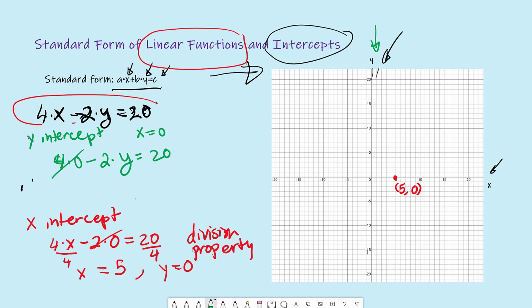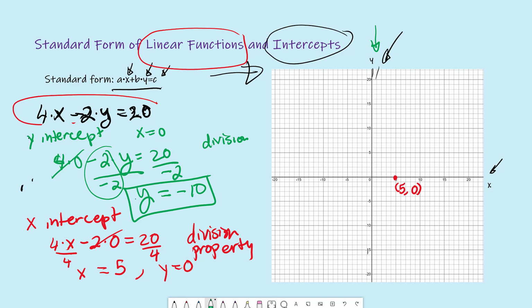So let's use again the division property, and this time we will divide by -2, okay? When we divide -2 by -2, we get 1. So y equals 20 divided by -2, which is just -10. So y equals -10. When x equals 0, we get y equals -10. Let's look at that and find it right here. So this point is 0 and -10.